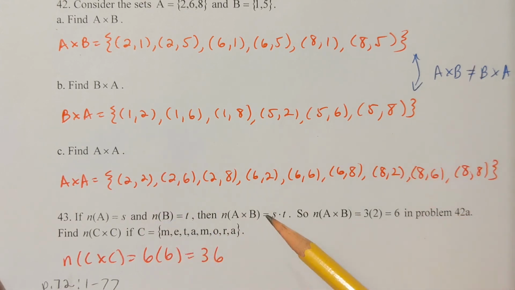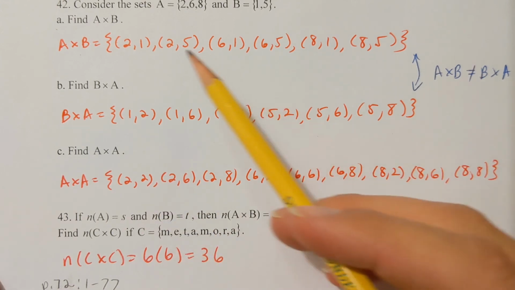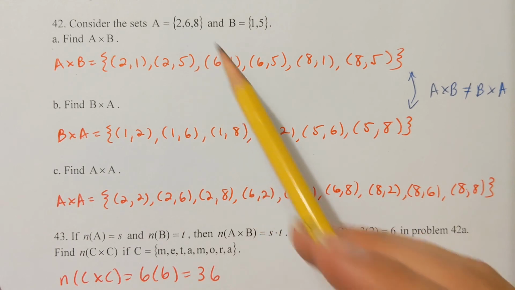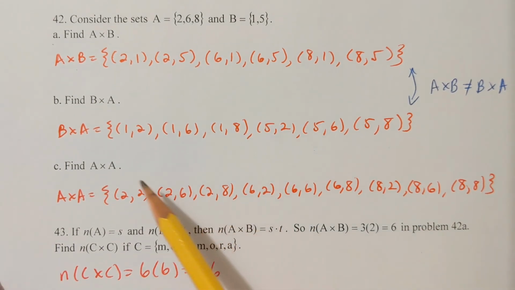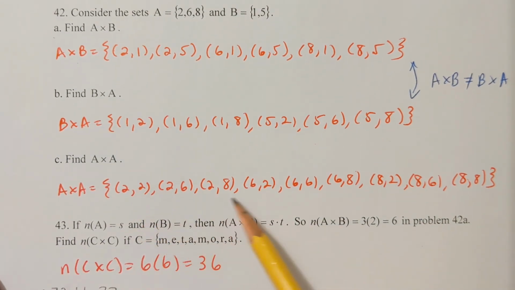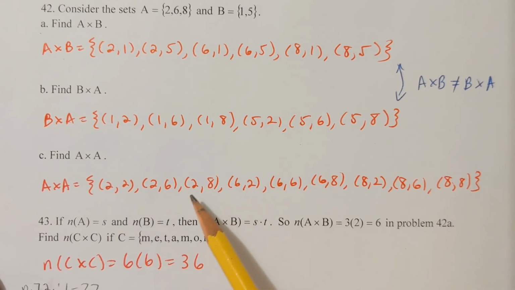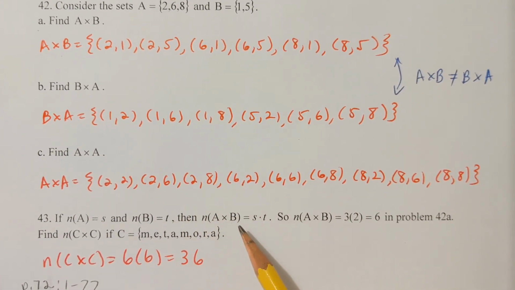The cardinality of A cross A, well, I got 3 things in A, times 3 would be 9, 3 times 3. So I should have 9 ordered pairs listed if I were to find the cardinality of A cross A.